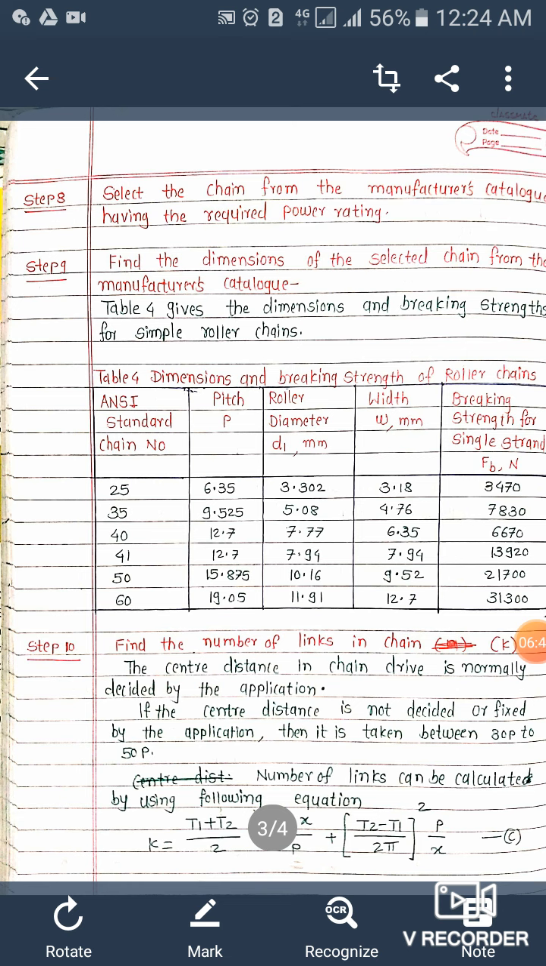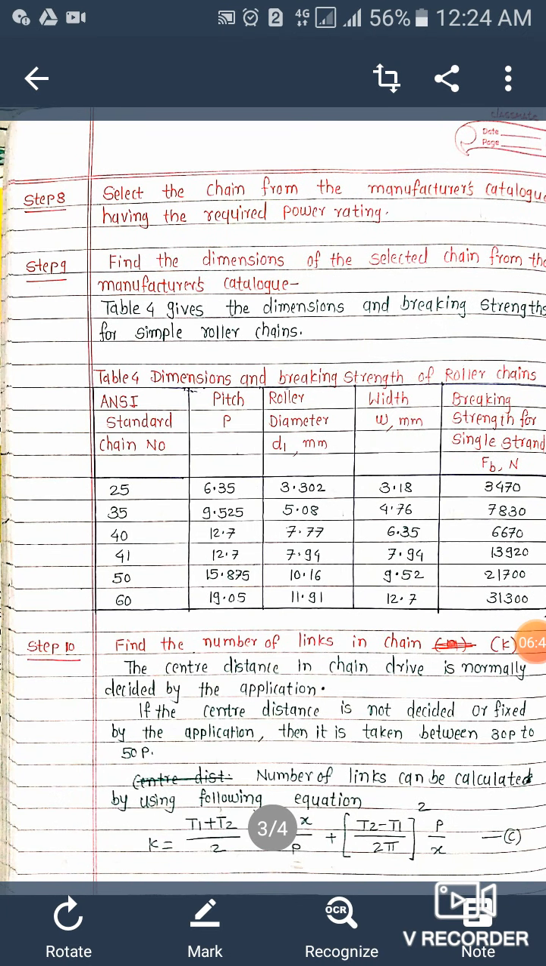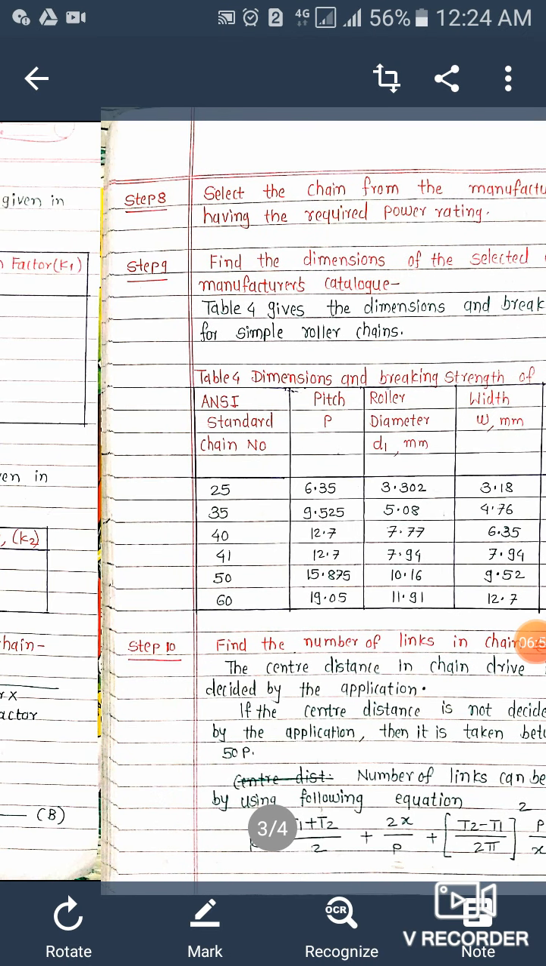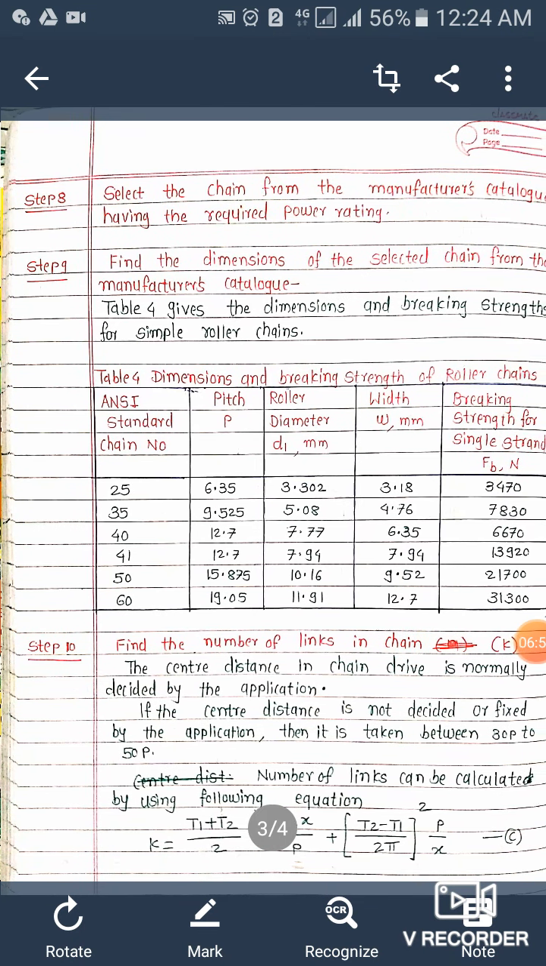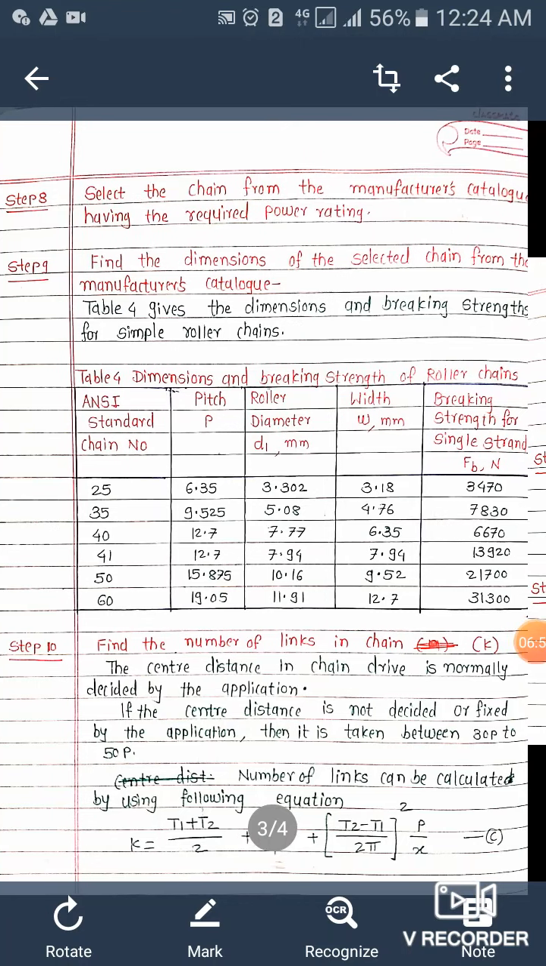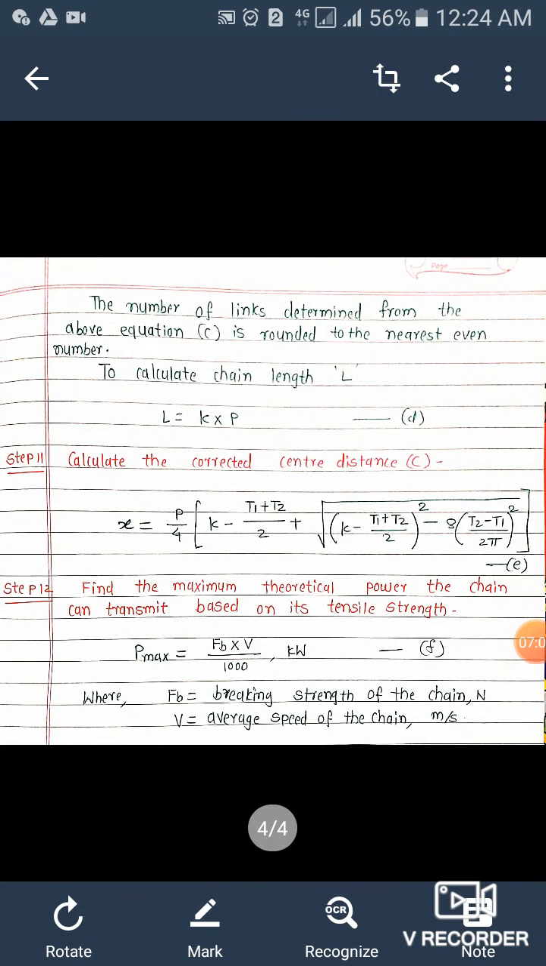K is equal to (T1 plus T2) divided by 2, plus 2x divided by p, plus ((T2 minus T1) divided by 2 pi) squared into p divided by x. This is equation number C. The number of links determined from the above equation C is rounded to the nearest even number. Then calculate the chain length L, that is L is equal to K into P. This is equation number D.